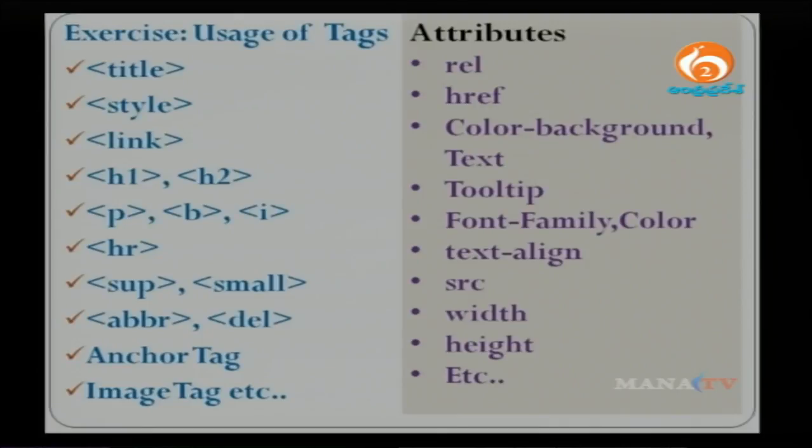Suppose I want to show abbreviations like APSSDC, JNTU, and IIT in my web page. How can I display those in web pages? By using the abbreviation tag, ABBR. ABBR is the abbreviation tag where I can display the abbreviations of particular terms, IIT as well as JNTU. I can show all of these by using the abbreviation tag.